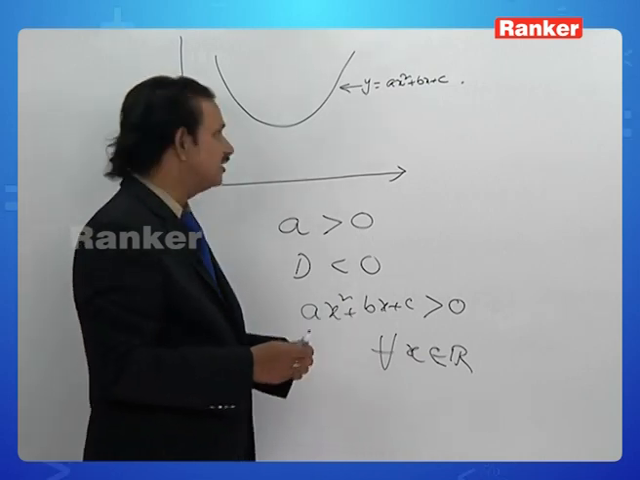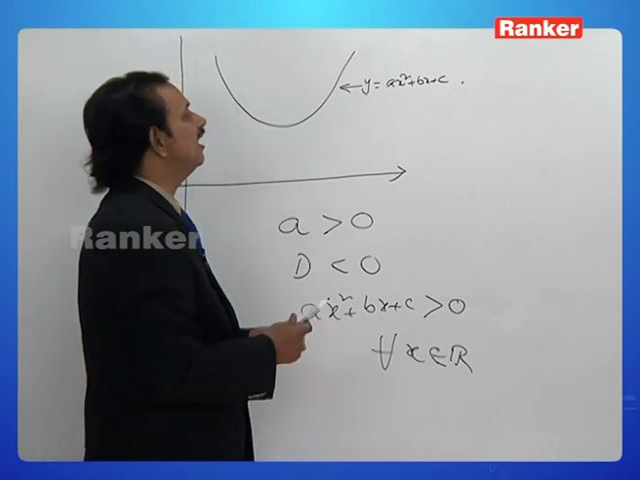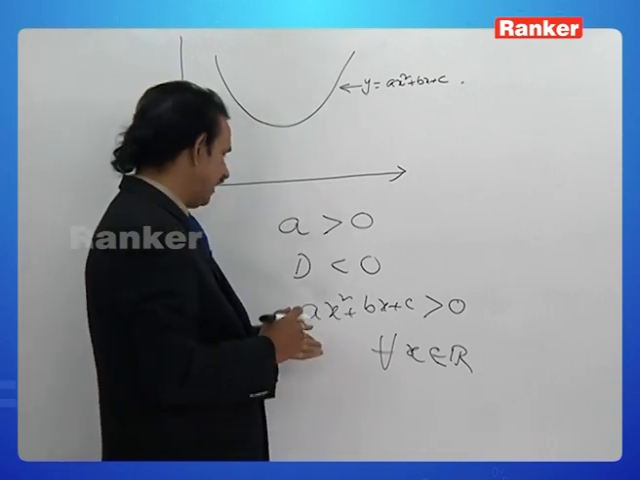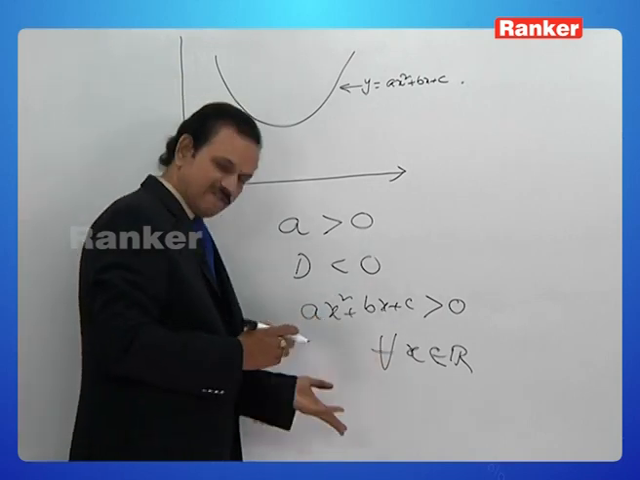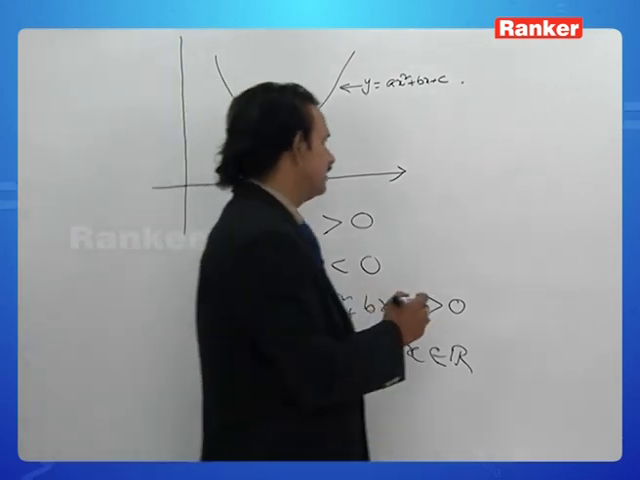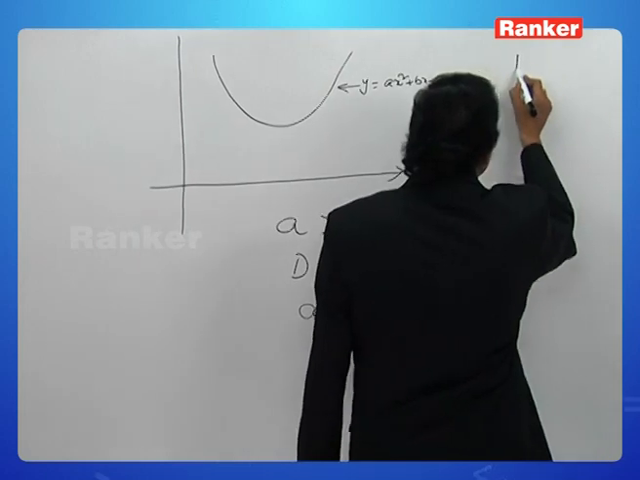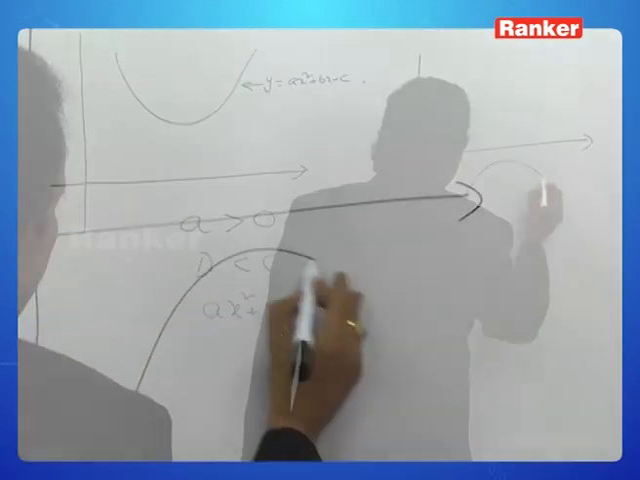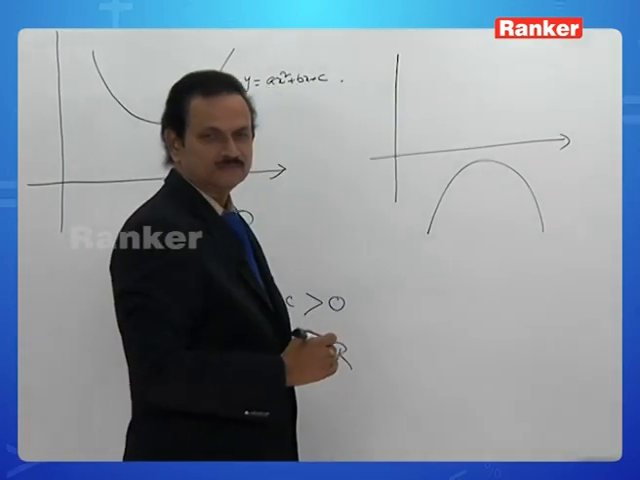How can we conclude that? The graph lies entirely above x-axis. That is why we say that the expression is always positive. Well, just like this, let us have a look towards this diagram. It is again a parabola.